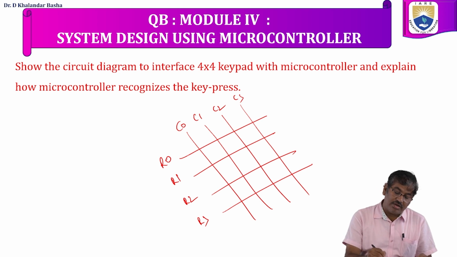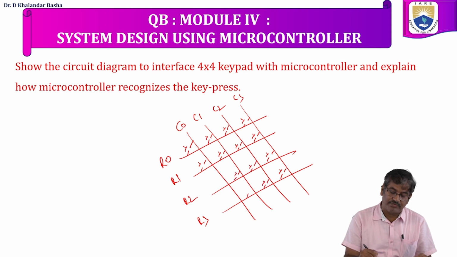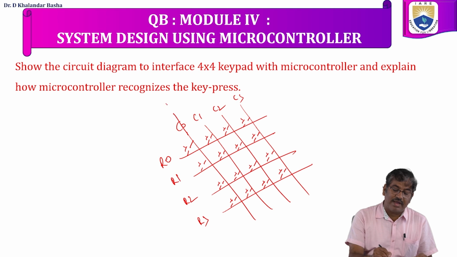Here we are going to have a switch. So for every cross section of row and column, we are going to define a key. As we are having 4 rows and 4 columns, the number of keys we can have in a keypad is limited to 16. Once all these switches are connected in this manner, all the column entries will be connected to VCC through some resistance.